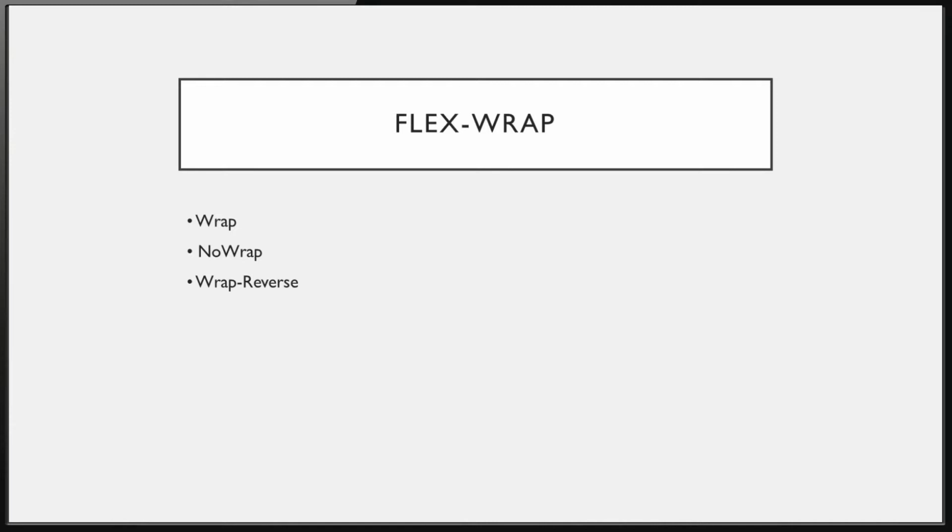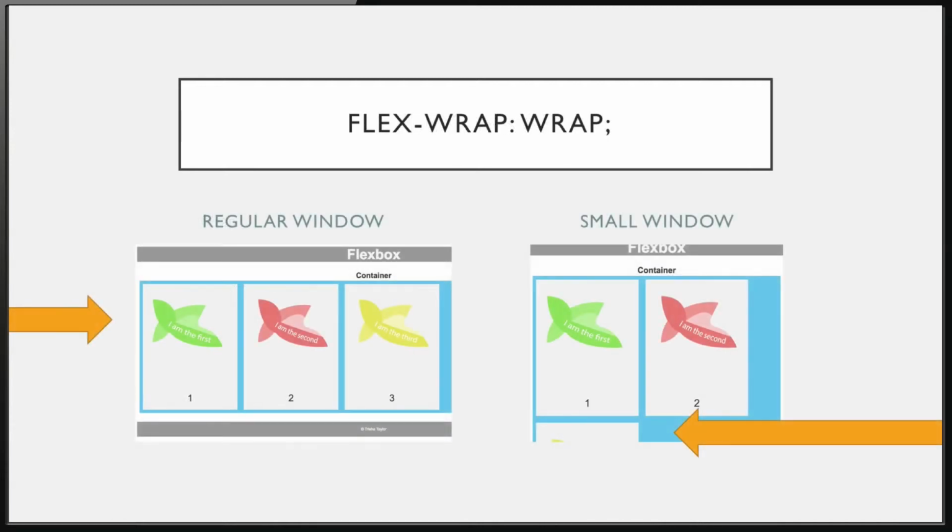With flex wrap, you have wrap, no wrap, and wrap reverse. Of course, no wrap indicates that it's going to be the same as the HTML. Okay, with the wrap, you can see that here with the smaller window, like on this side, it makes it so the element number 3 drops down to the bottom. This prevents it from having to scroll the page back and forth. So again, this is your regular window, and this is how it's utilized in a small window.